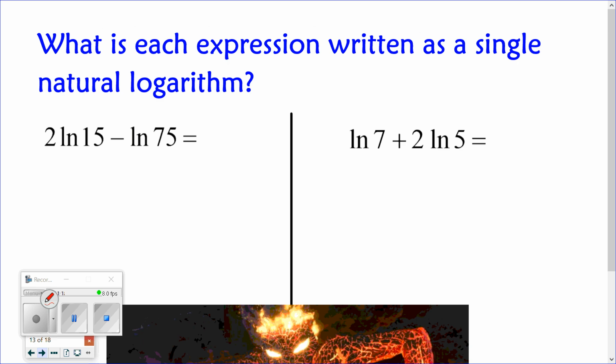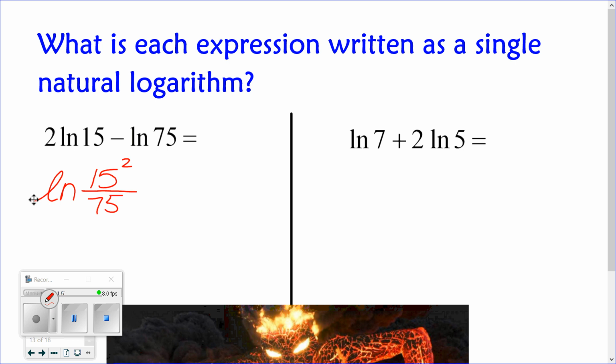All right. So I told you we're doing something a little different, introducing the natural log stuff, but it's going to circle back to what we did yesterday. What is each expression written as a single natural logarithm? So those properties apply to natural logs as well. So the number in front becomes an exponent. So if it wants it as a single log, I'm going to only write natural log once, same way we did with regular logs, this is going to become 15 squared. What's minus? Divide by 75.